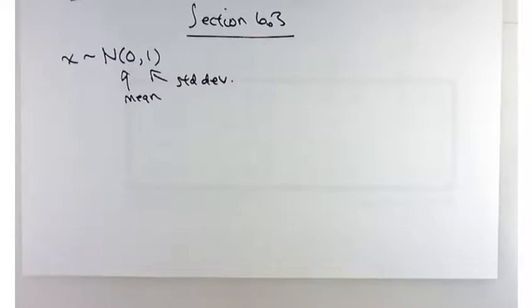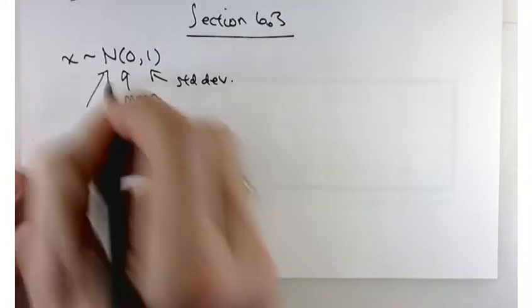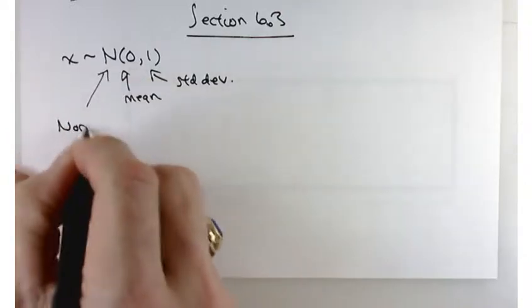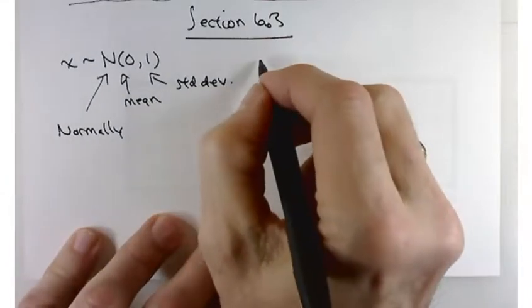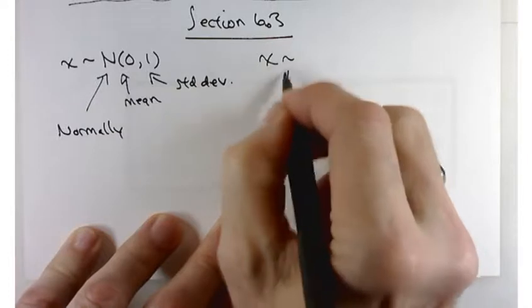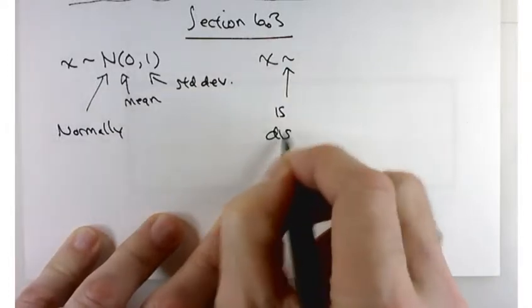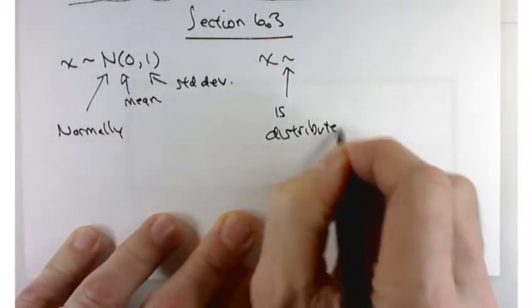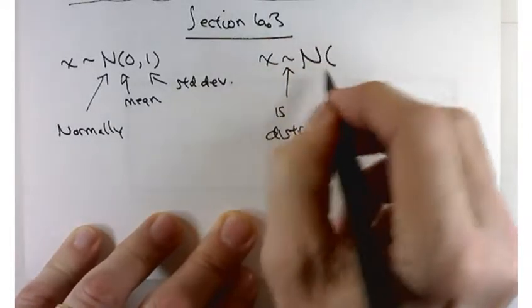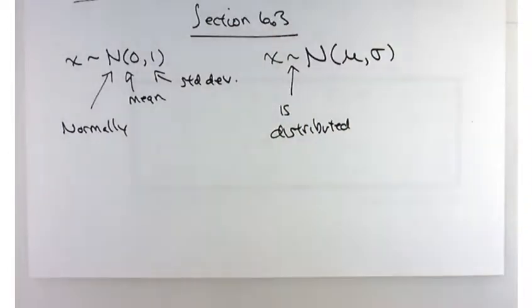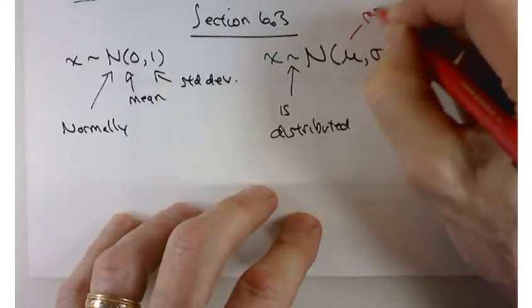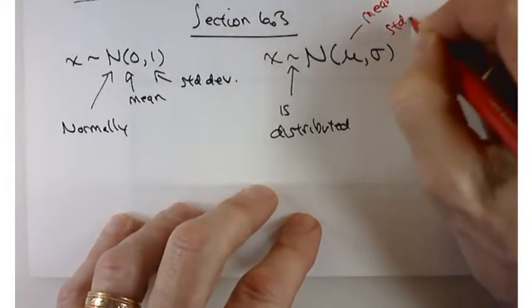Okay, but you don't have to stick with just a 0 and 1 for these parameters here. So this is normally. We can open it up to anything. So I'm going to use this notation for x is distributed normally, so that's an N, with a mean of mu and a standard deviation of sigma. So that's going to be the way I'm going to briefly write things. That's your mean. This is your standard deviation.